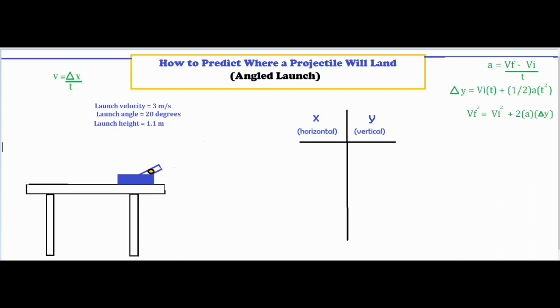So the first thing we typically do is we usually draw out a triangle, and we have the projectile being launched at 3 meters per second at a 20-degree angle, and we have an x and y component of the velocity, which I'll call Vx and Vy. So I'm going to go ahead and get started finding those two components, and then I'm going to start placing variables into my two columns shortly after.